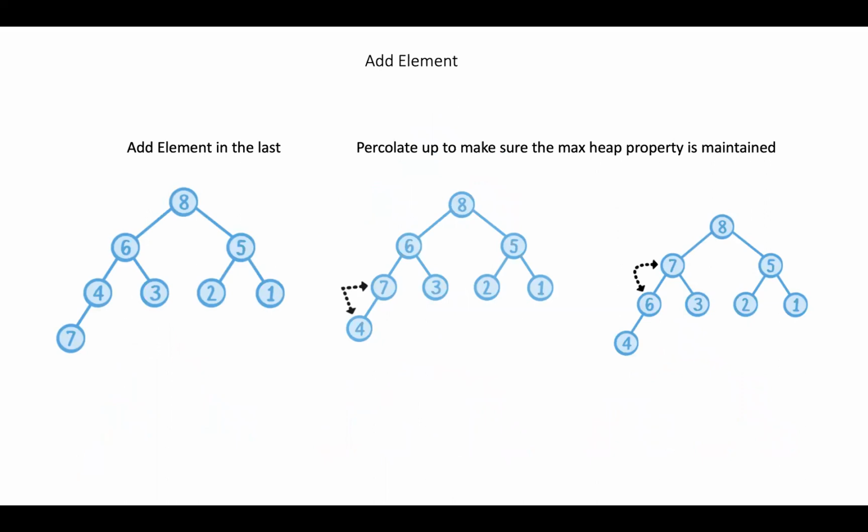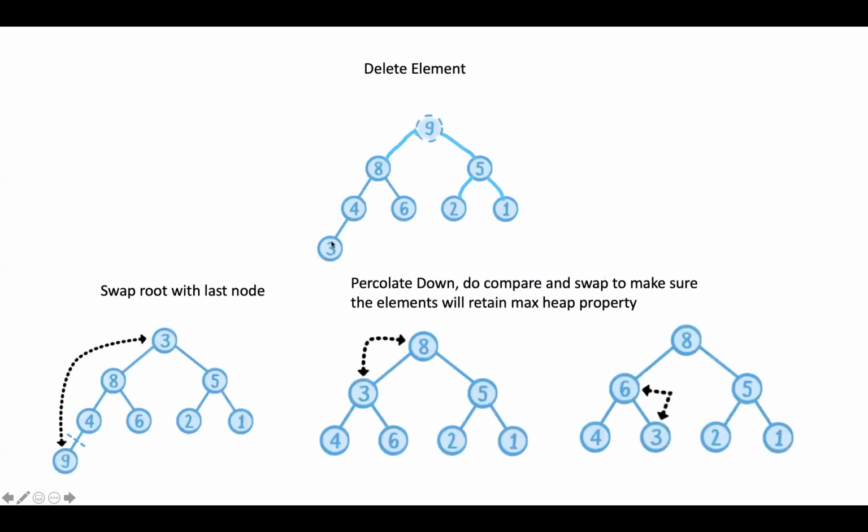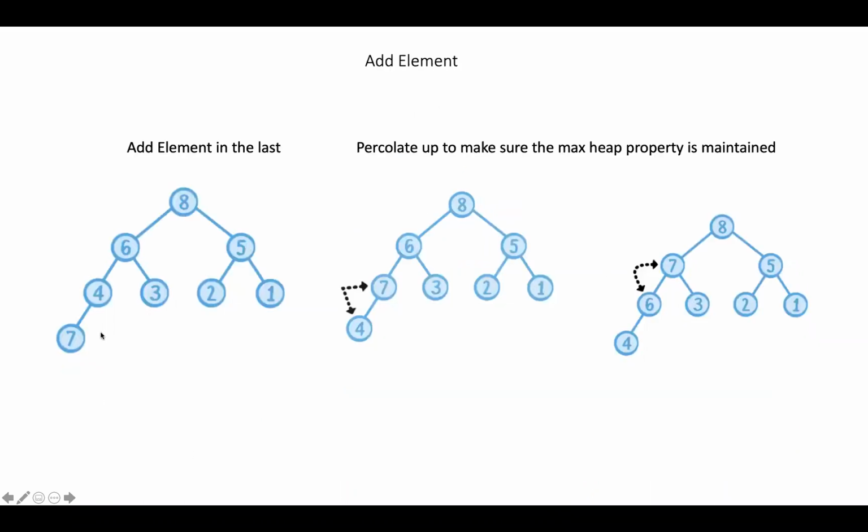Now, how we have to add. Add is like we will be adding to the last element. So after deleting, this was my tree which was there. Now if I have to add 7, I will be adding at this position. In delete we had percolated down. In add, when we have to insert any element, we have to percolate up.